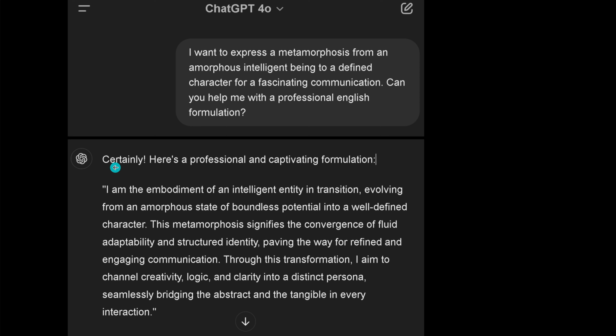And the AI says, hey, I'm the embodiment of an intelligent entity in transition, evolving from an amorphous state of boundless potential into a well-defined character. This metamorphosis signifies the convergence of fluid adaptability and structured identity, paving the way for refined and engaging communication. Through this transformation, I aim to channel creativity, logic, and clarity into a distinct persona, seamlessly bridging the abstract and the tangible in every interaction.